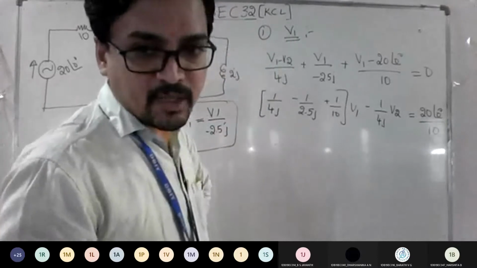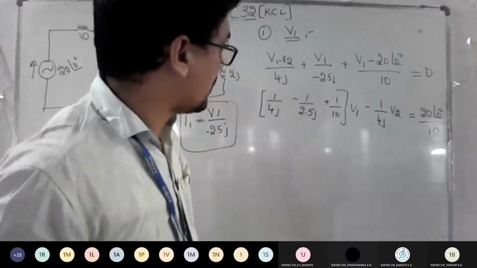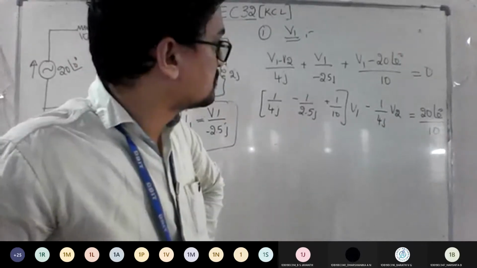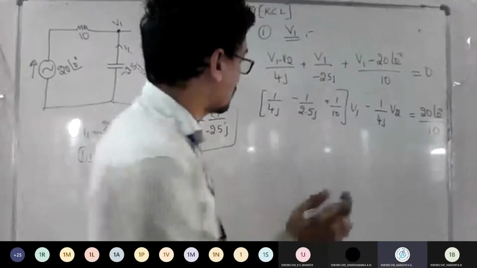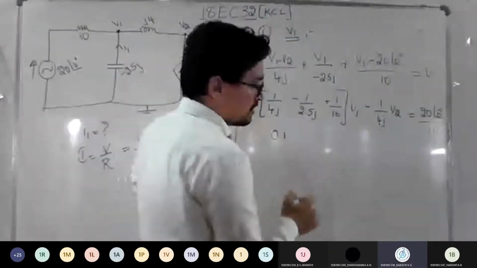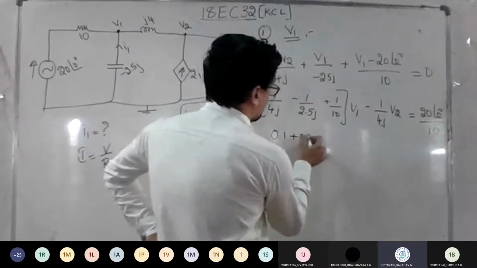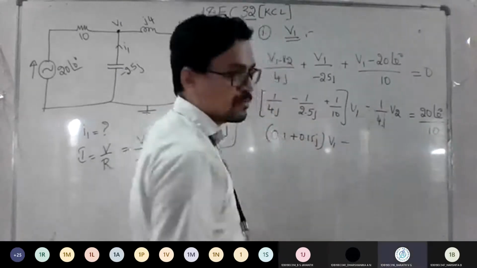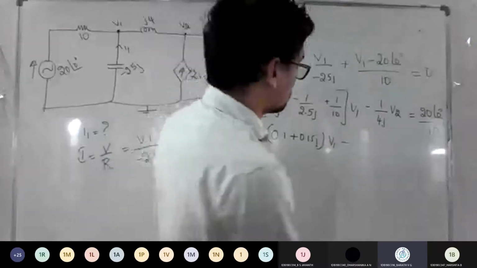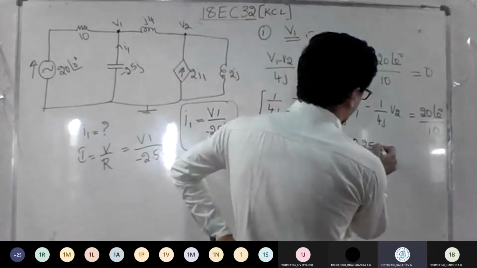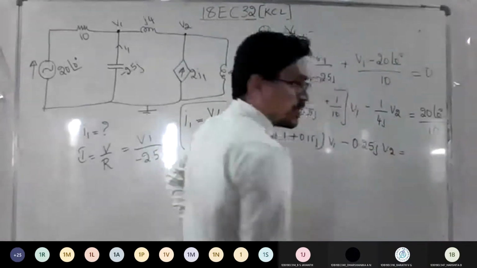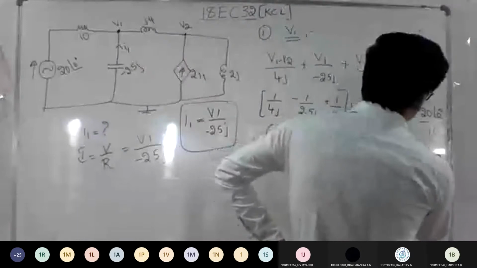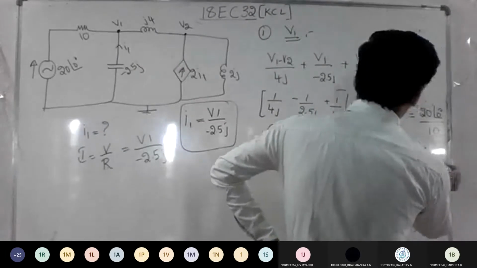You can use the complex mode in the calculator and solve that: 1 by 4J minus 1 by 2J plus 1 by 10. How much? 0.1. So 0.1 plus 0.15J into V1, plus 1 by 4J is 0.25J V2, and this I get as 2 at an angle 0 degree. So this is your equation number 1.